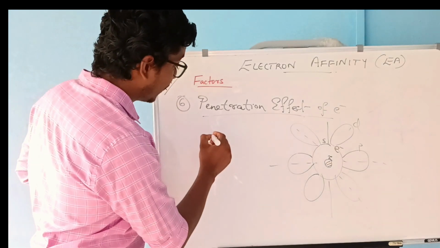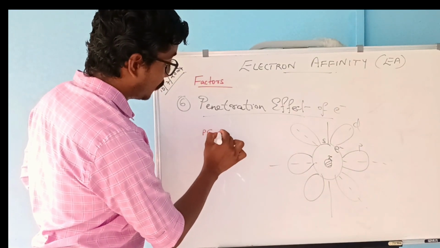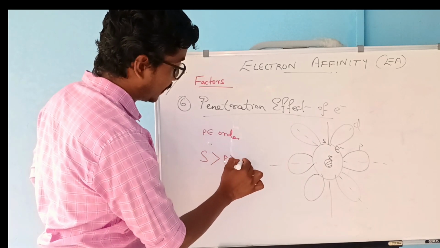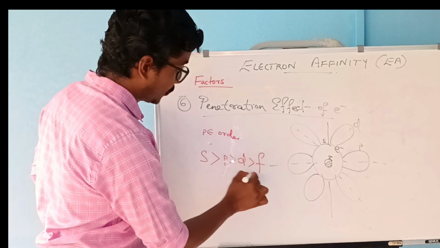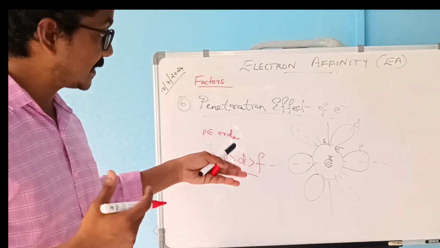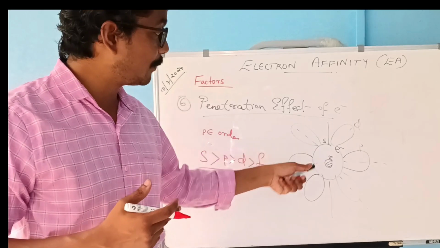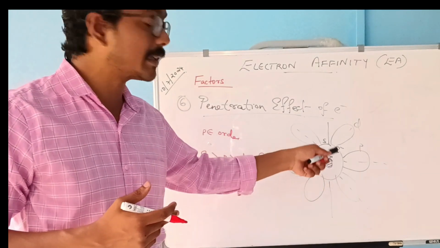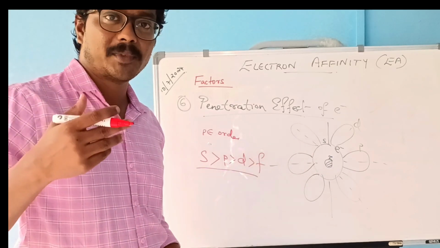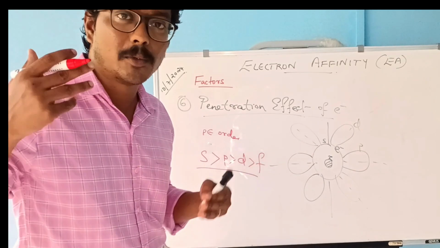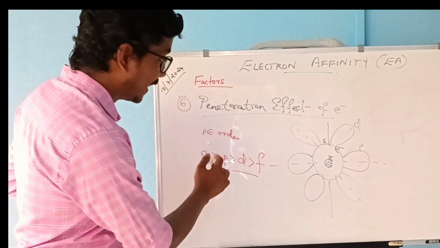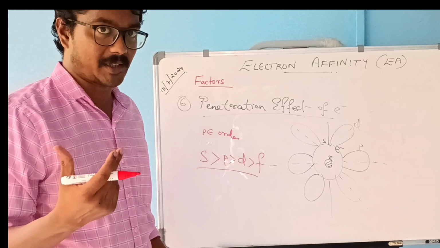This is the reason why the penetration effect order is S greater than P greater than D greater than F. So the S subshell has a greater penetration effect than the P sublevel. This is very evident from the pictorial representation because of the symmetrical spherical shape. S electrons have more ability to move closer to the nucleus. As a result, the S electron experiences more penetration effect.